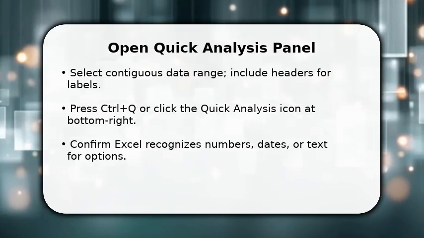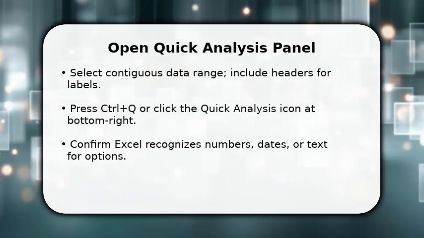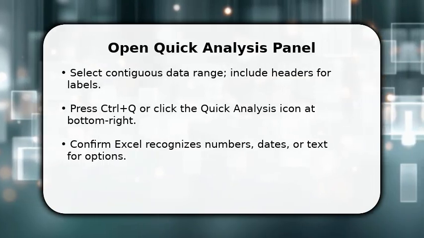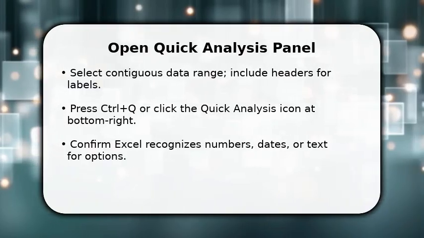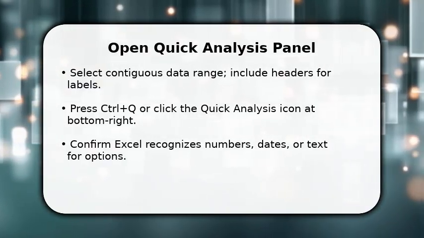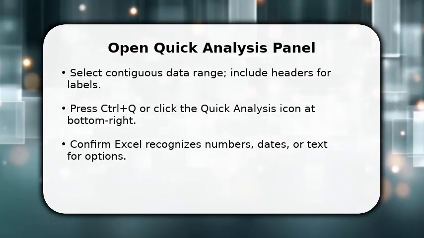You start by selecting the data you want analyzed. Include header rows so results label correctly. Once selected, press Ctrl+Q or click the small Quick Analysis button that appears at the range's corner. You'll see 6 categories: formatting, charts, totals, tables, sparklines, and pivot table, based on your data type.